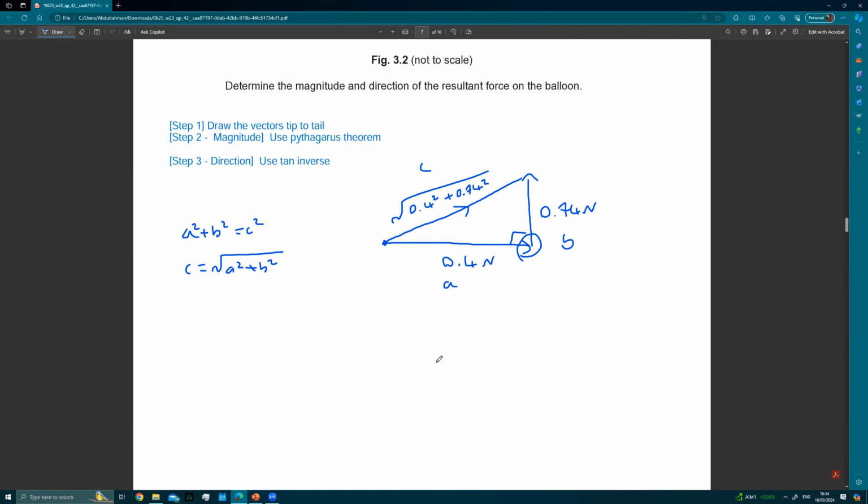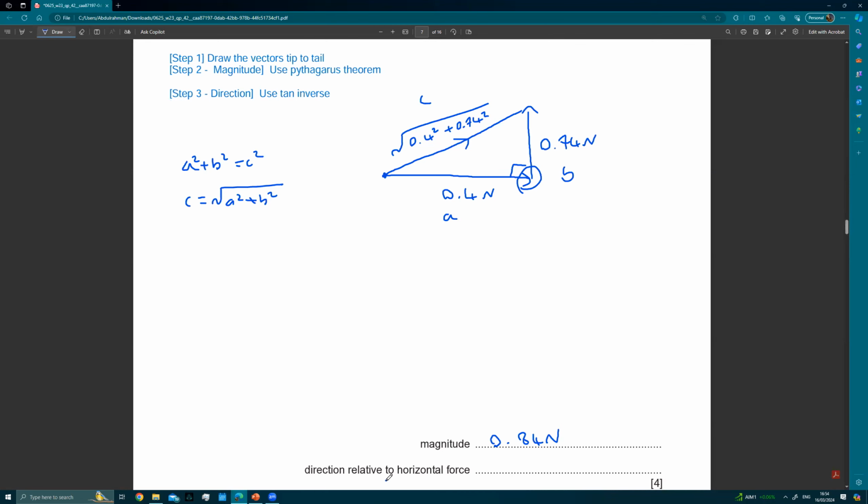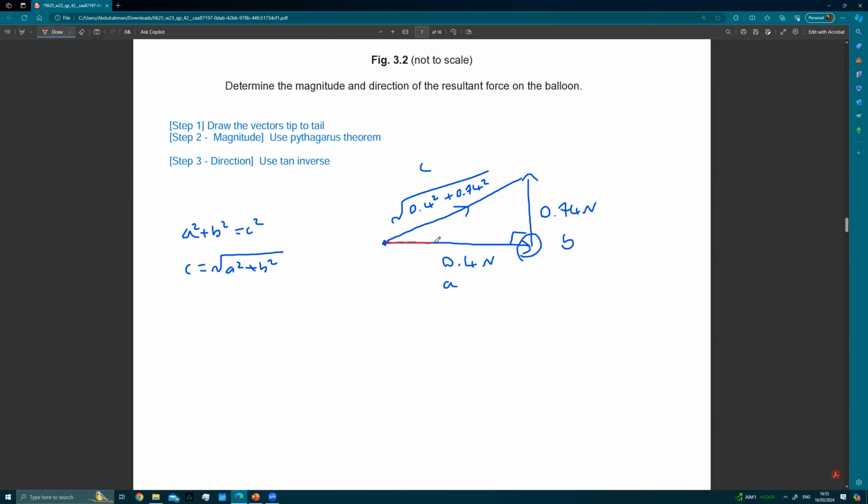And then the direction, well, to work out the direction, it wants the direction relative to the horizontal force. Well, the horizontal force, if we have a look, is over here. So we want the direction of the resultant force, this one over here, relative to the horizontal. He wants this angle here. Well, we're just going to use tan theta is equal to opposite over adjacent. The side opposite the angle is 0.74, and the side adjacent to the angle is 0.4. So tan theta equals 0.74 over 0.4.